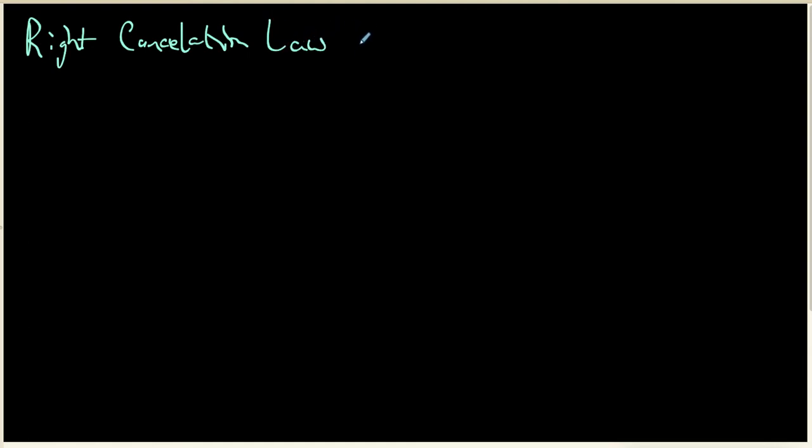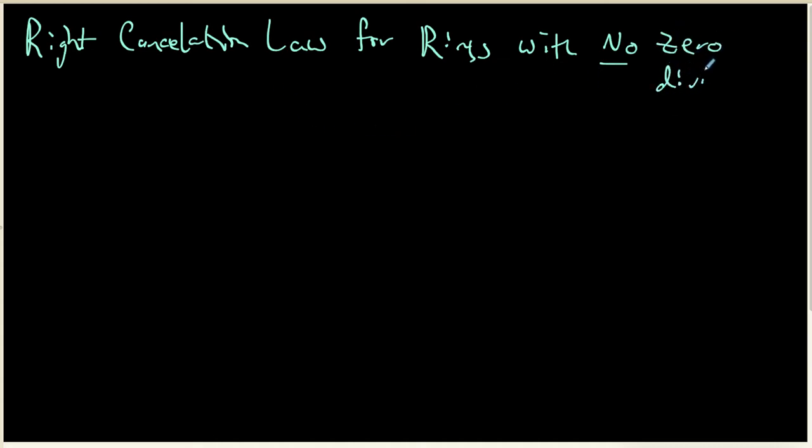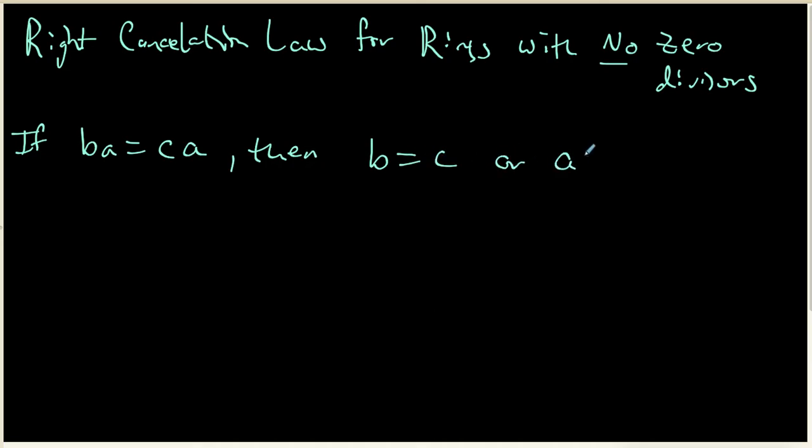And again, this right cancellation law is going to be for rings with no zero divisors. If R is a ring with no zero divisors, and we know that B times A is equal to C times A, then we're going to have either B is equal to C or A is equal to 0. One of those two things has to be true.